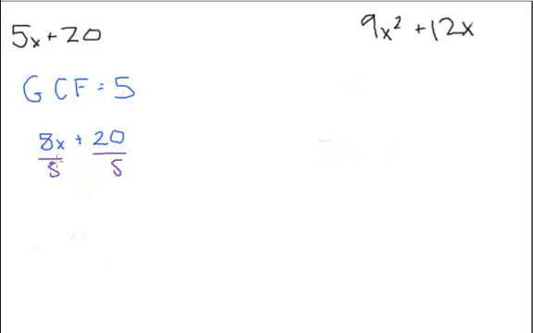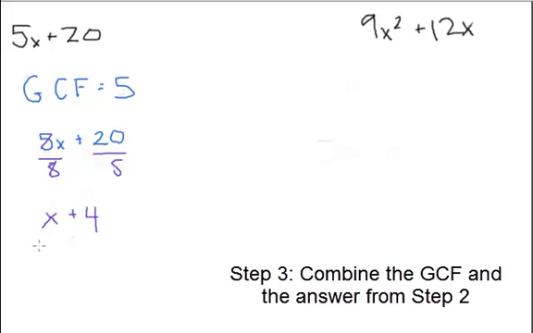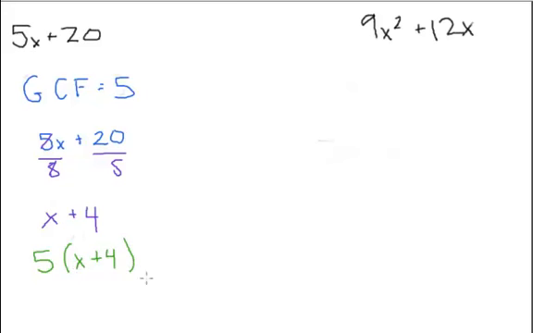5 divided by 5 cancels out, and I'm just left with x. And then 20 divided by 5 gives me a 4. Now, the last step is to put this together. So I'm going to have my greatest common factor outside my brackets. There's my 5. And then I'm going to open my brackets and add what I got here, so x plus 4. And that's my answer for that question.